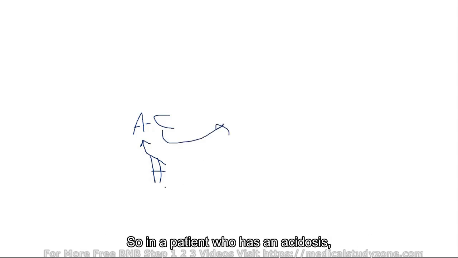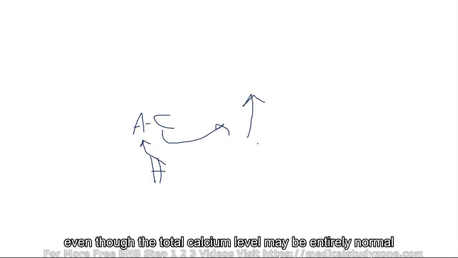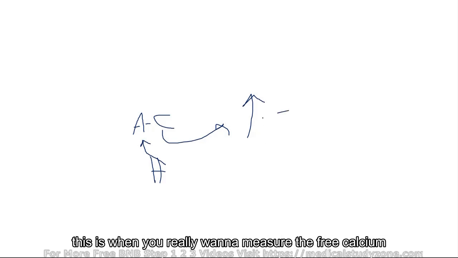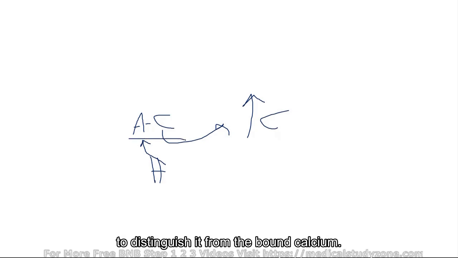So in a patient who has an acidosis, the free calcium level can get very high, even though the total calcium level may be entirely normal. And that's why in the setting of an acidosis or an alkalosis, this is when you really want to measure the free calcium to distinguish it from the bound calcium.